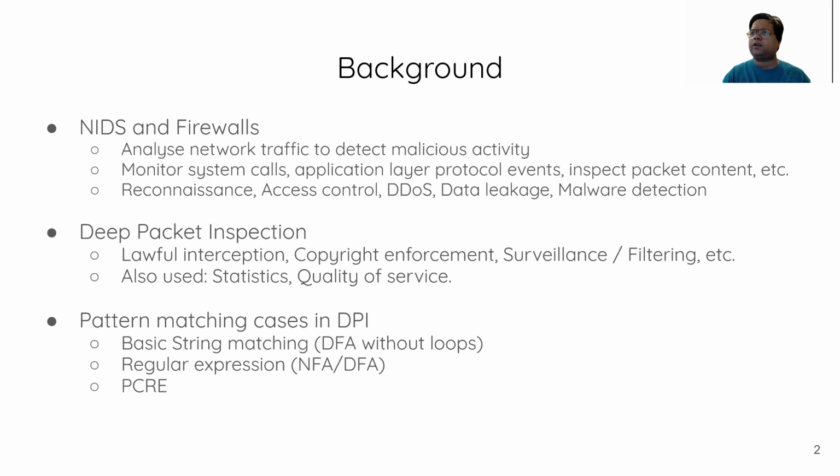In this process, the content of the packets are analyzed. This helps in maintaining essential services like lawful interception of traffic, copyright enforcement, surveillance, filtering of traffic, collection of useful statistics, and maintaining of quality of services. During our study, we found that there are three types of pattern matching cases used in the DPI process of popular network IDSs like Zeek and Snort. These are simple basic string matching, regular expression matching, and Perl-compatible regular expression matching. The computational complexity and memory requirement vary for different cases.